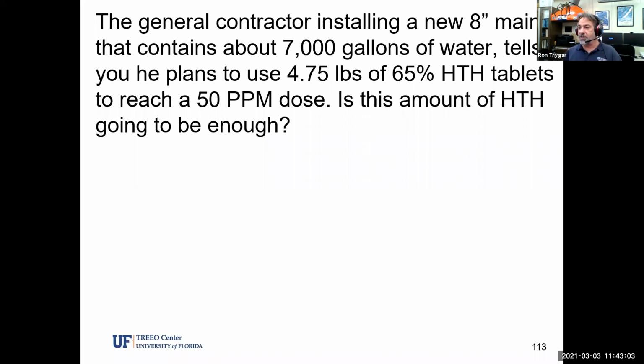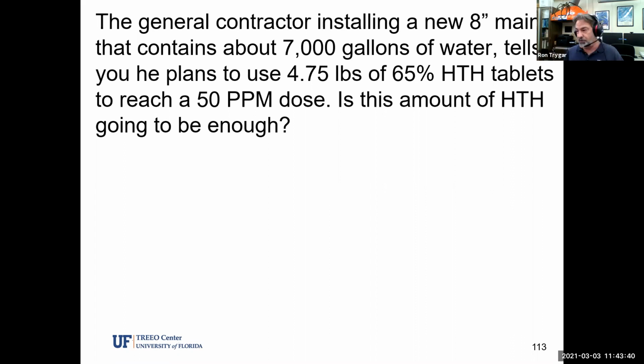All right, so here's another question. The general contractor installing a new 8-inch water main that contains about 7,000 gallons of water tells you that he plans to use 4.7 pounds of 65% HTH tablets to reach the 50 parts per million dose. Is this amount of HTH going to be enough? So we're going to need to know how to do the calculations we just went through, and remember that we're using a weaker version of the chemical.